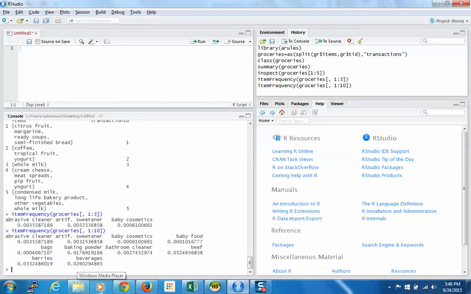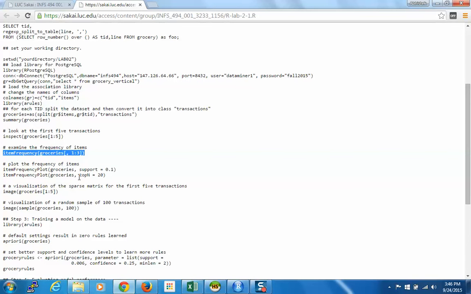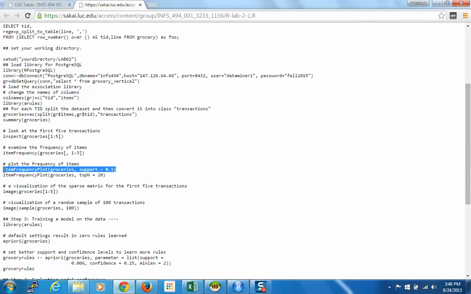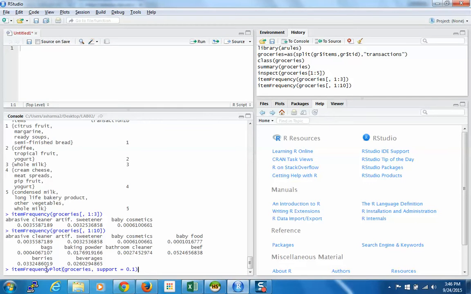Okay, so far so good. Now let's go to the next command. Let's plot the frequency of the items. I'm interested in plotting those items that have support equal to 0.1. So how to do that? The command is itemFrequencyPlot. Again, F is capital and P is capital over here, so be cognizant of that. Then I supply the transaction variable name, which is groceries, and then a comma, and then support equals 0.1. That implies 10%, so I'm only interested in those items that have support of 10%.